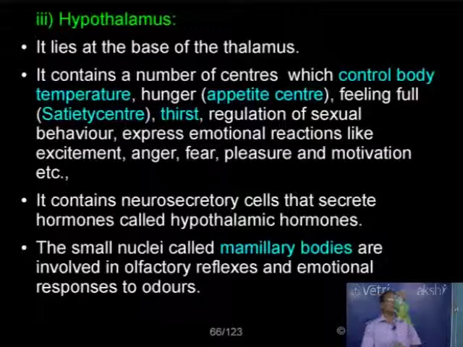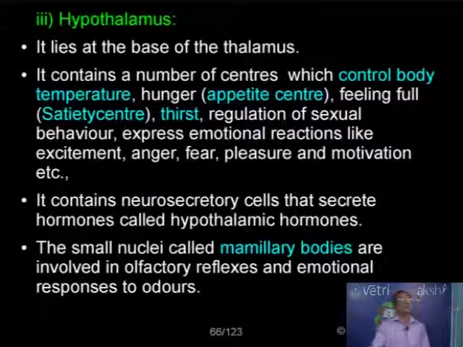So simply, we can say it is a center for appetite, thirst, satiety, thermoregulation, sexual behavior, and emotional reactions like excitement, pleasure, fear, anger, and also motivation. Along with this, another system works with it, called the limbic lobe or limbic system, which we will discuss later along with the hypothalamus. The same functions, namely emotional reactions and sexual behavior, are also controlled by the limbic system, which works along with the hypothalamus.